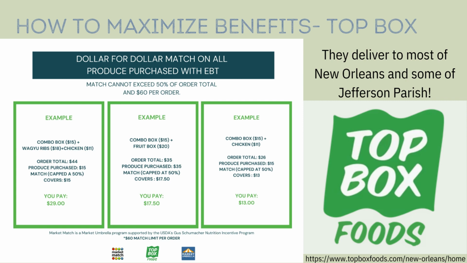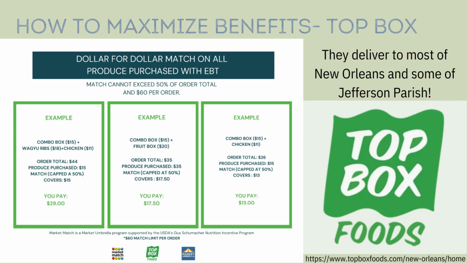Your order total would normally be $44, but you purchased $15 worth of fruits and vegetables. So your match is going to be $15. So you would end up subtracting that 15 from that 44 to get $29. You would end up paying $29 instead of 44.